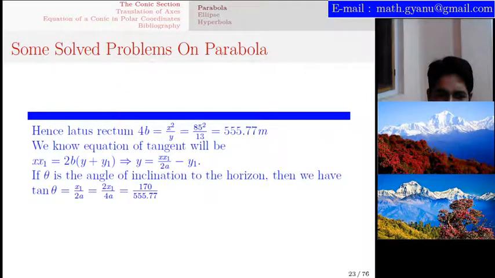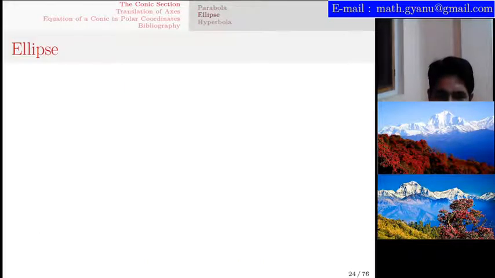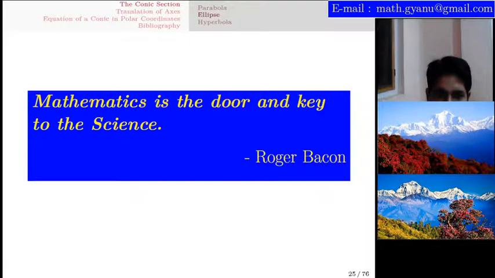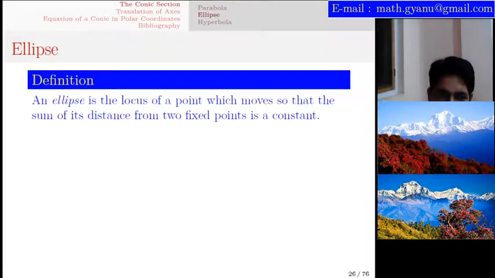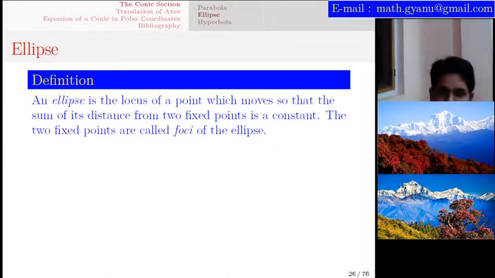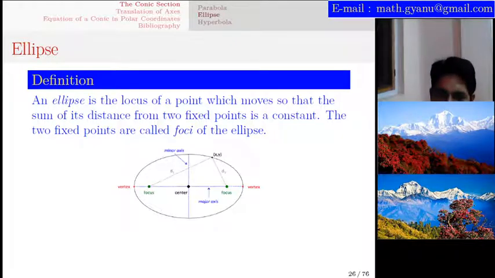Now we go to the next section, ellipse. We shortly discuss ellipse in this section. First of all, the definition: an ellipse is the locus of a point which moves so that the sum of its distances from two fixed points is a constant. The two fixed points are called the foci of the ellipse.